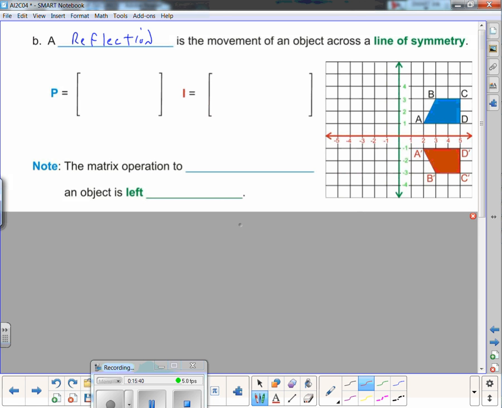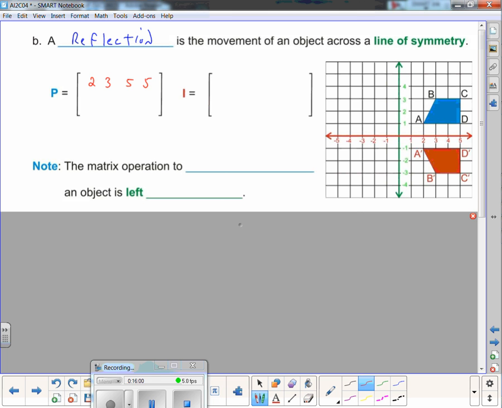So let's do the same thing here. Let's go ahead and write the matrix for the pre-image and then the matrix for the image. So again, I'm going to do all the x coordinates first. I'm going to go in order, right? A, B, C, D. So what do you got? 2, 3, 5, 5.